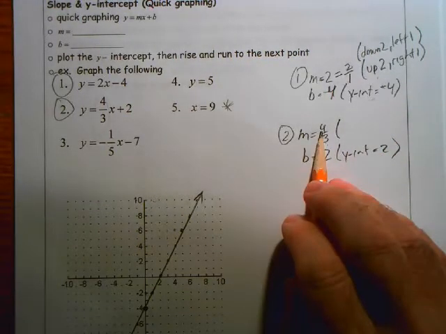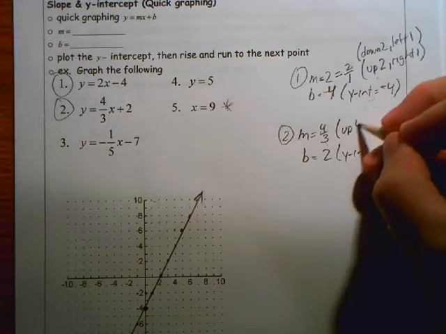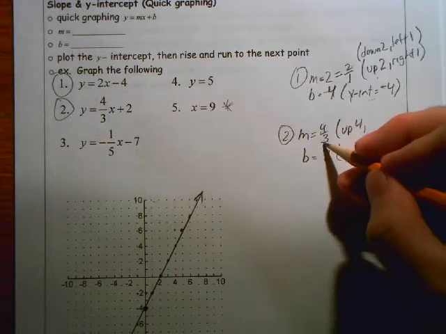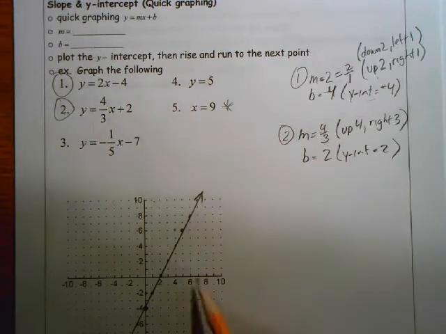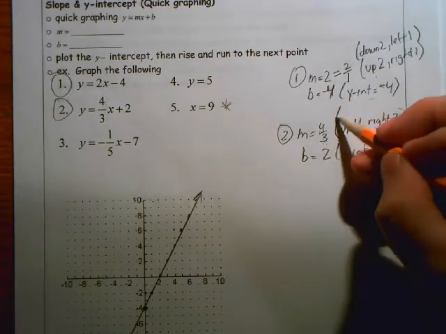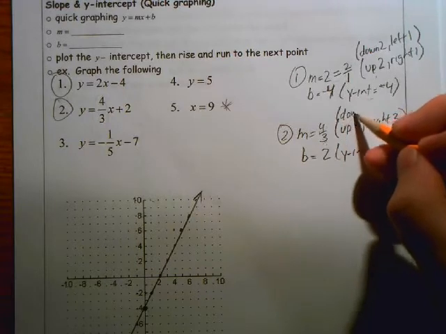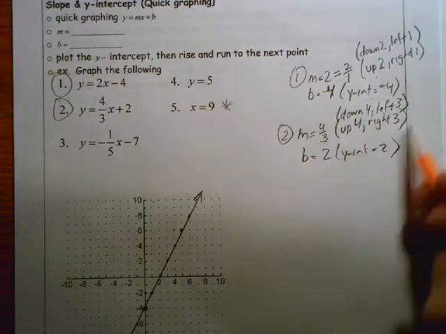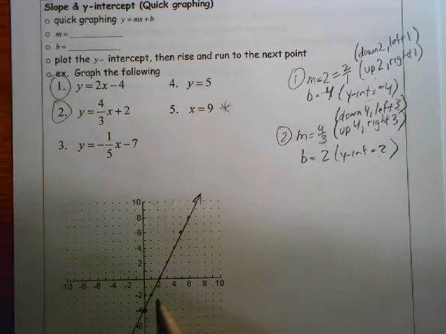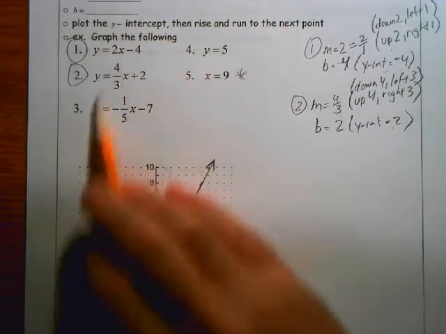Well, that top is the rise. So positive 4 means up 4. And now the bottom part, that's a positive 3, that means right 3. So when you're graphing this one, you go up 4 right 3, up 4 right 3. And the opposite direction to go to the left would be down 4, left 3. Okay, so all you need is the y-intercept and the instruction how to build other points from your slope. So that's how these will work.